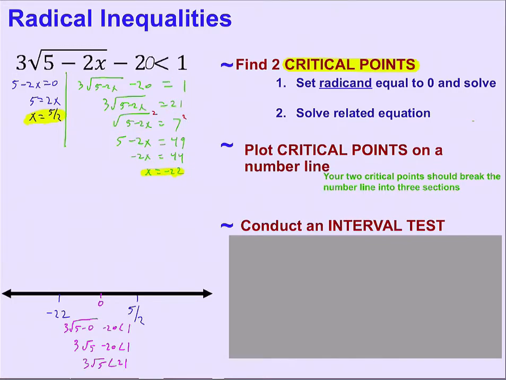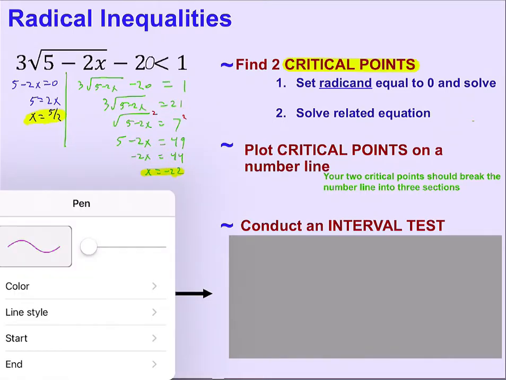If you're not sure quite yet, what you can do is divide both sides by 3 and say that the square root of 5 is less than 7. That is definitely true. The square root of 5 is definitely less than 7, which means that everything in this section between negative 22 and 5 halves is part of our solution. But that doesn't tell us anything about the other two sections, so we're going to have to check those also.